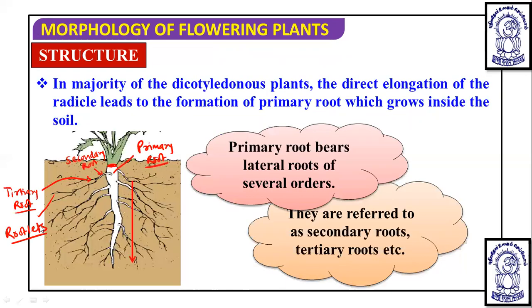When we talk about the primary root, which is the direct elongation of the radicle, it grows vertically, but secondary and tertiary roots grow apogeotropically, meaning they grow laterally or horizontally. Secondary and tertiary roots grow horizontally, but the growth of rootlets can be in any direction. This way the whole root system is formed.